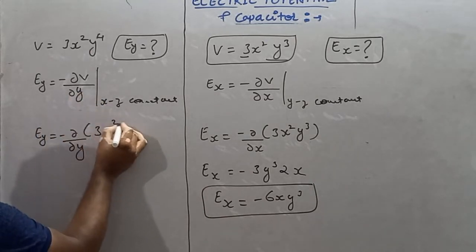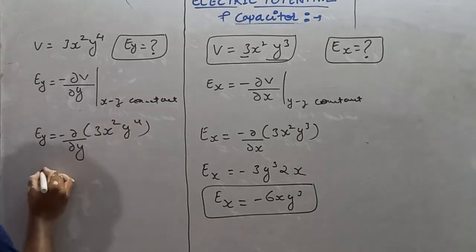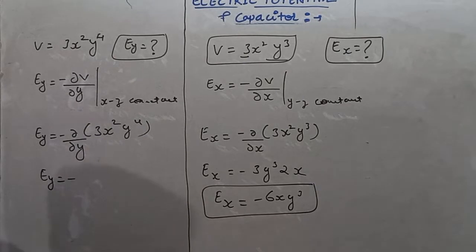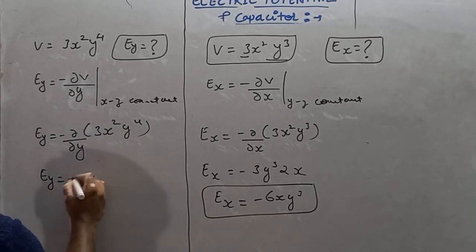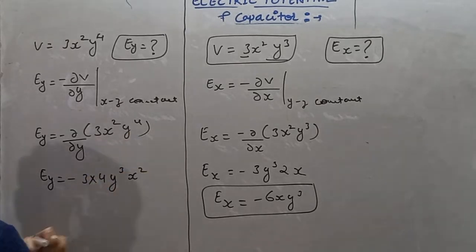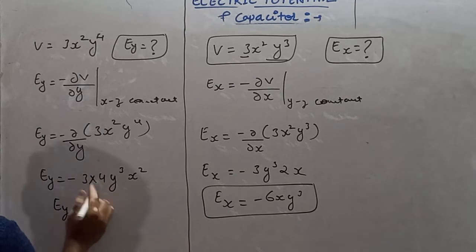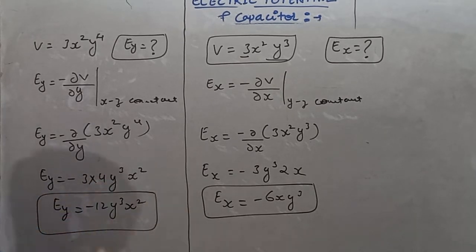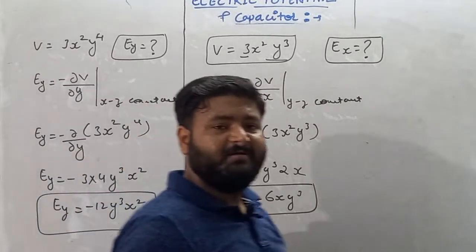The value of v is 3x square y raised to power 4. Now see my dear student, 3 is constant, x is kept constant, so we have to differentiate only y raised to power 4. So it will be minus 3 into 4 y raised to power 3 and x square. So Ey becomes 4 threes are 12, y cube x square, with the minus sign. So this is the value of electric field along y-axis.